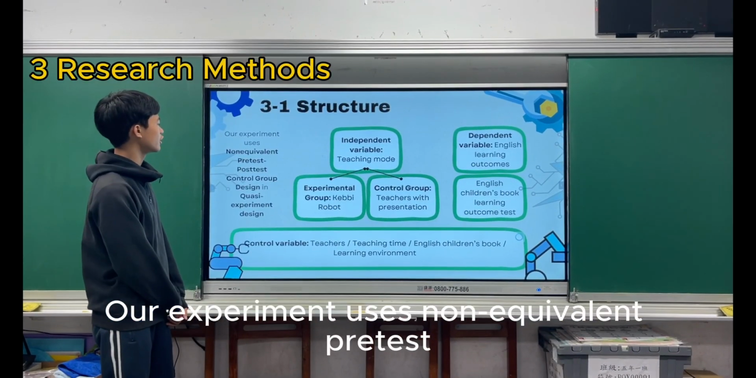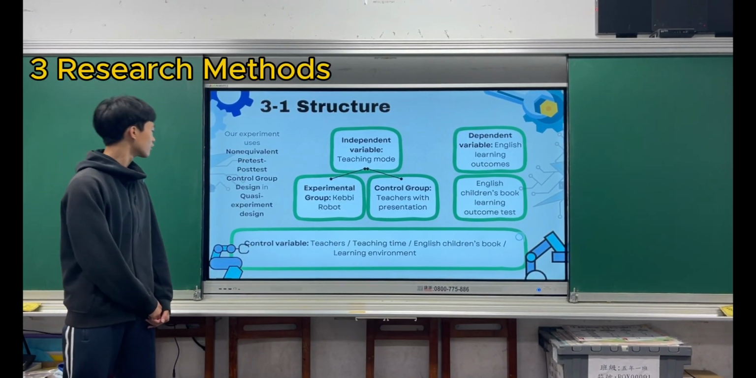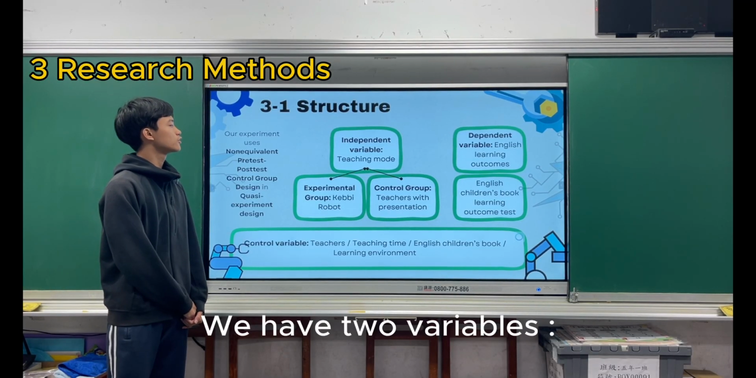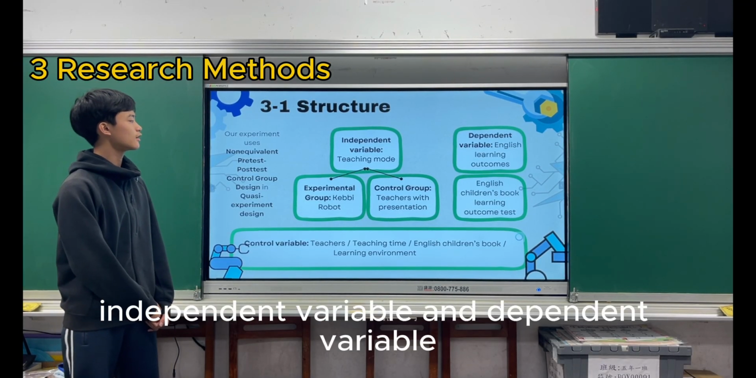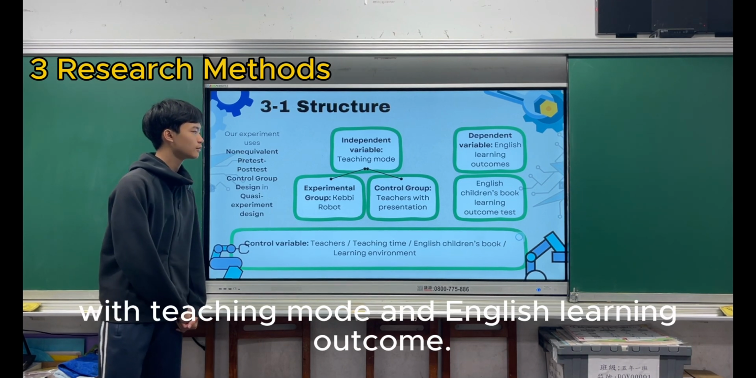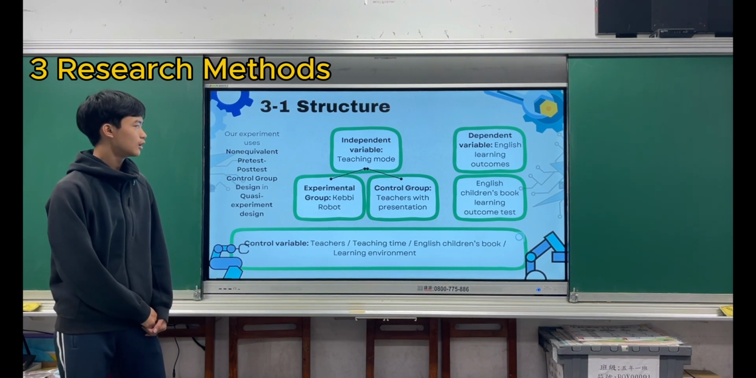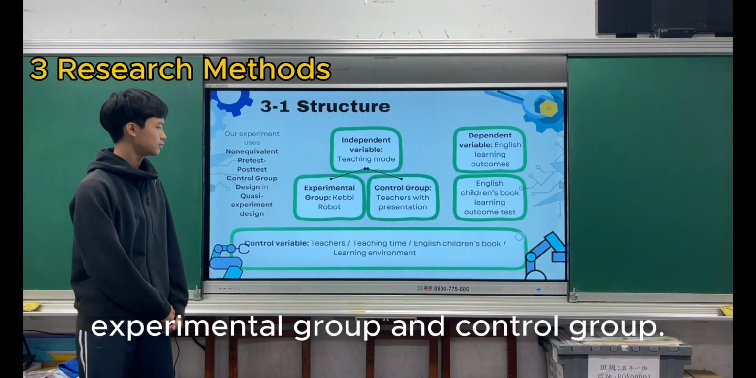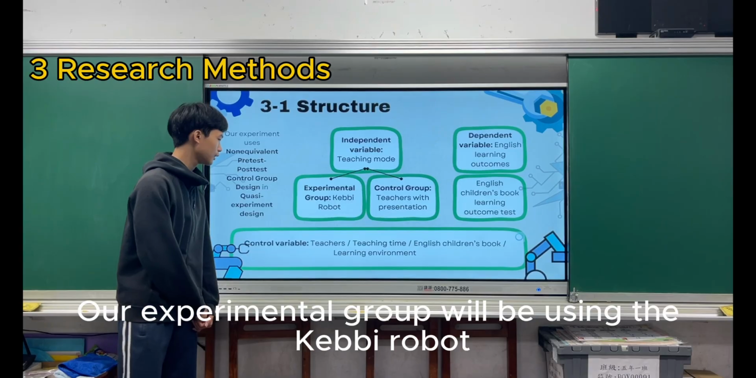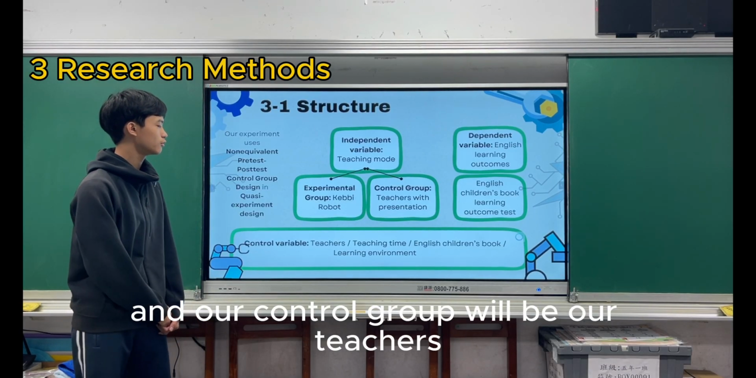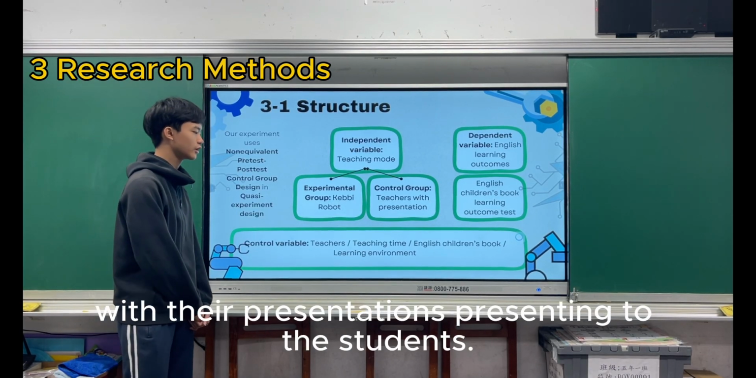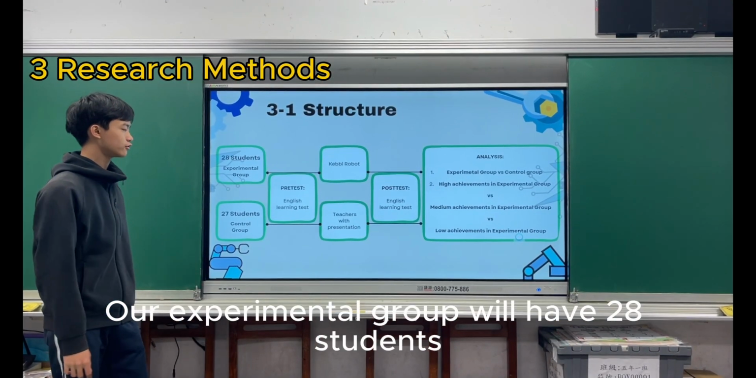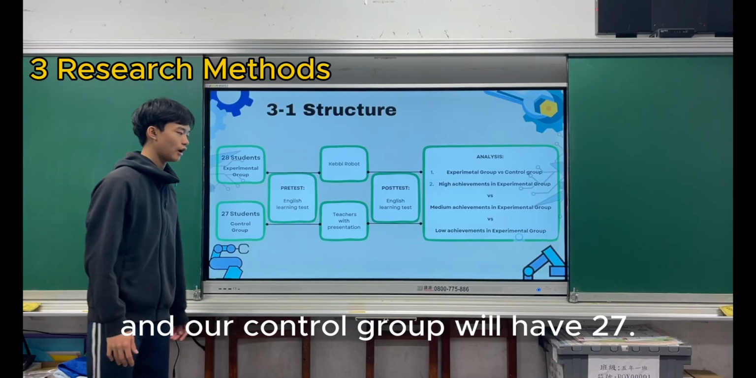Our experiment uses a non-equivalent pre-test, post-test control group design in a quasi-experimental design. We have two variables, independent variable and dependent variable, with teaching mode and English learning outcomes. Within the independent variable, there are two groups, experimental group and control group. Our experimental group will be using the Kevi robot, and our control group will be our teachers with their presentations presenting to the students. Our experimental group will have 28 students, and our control group will have 27.